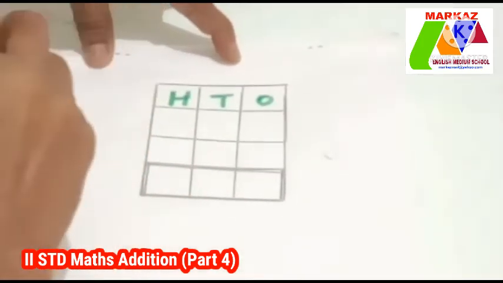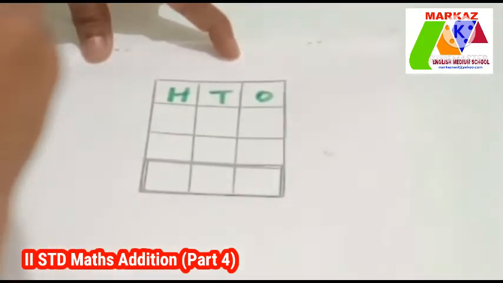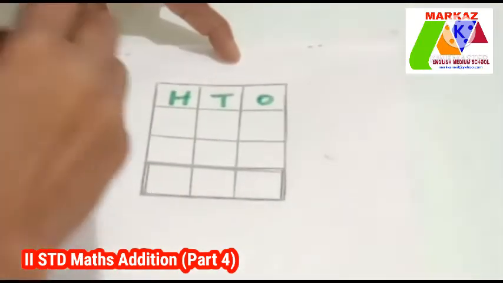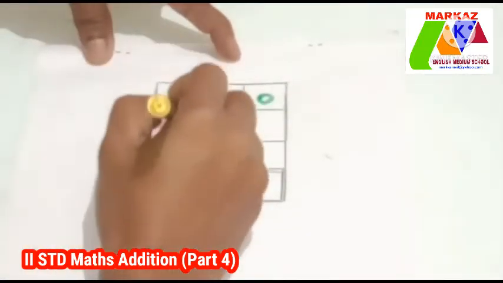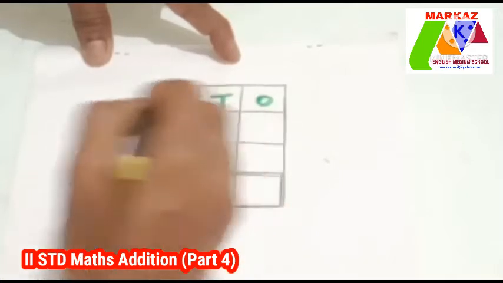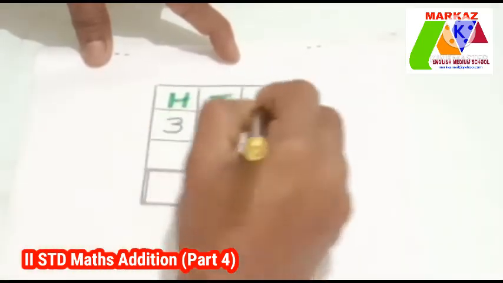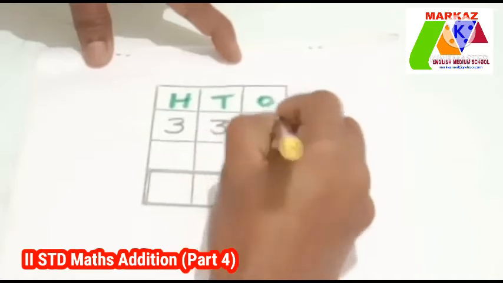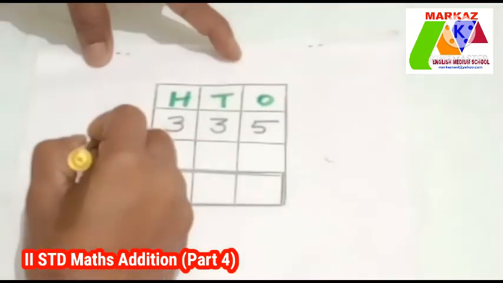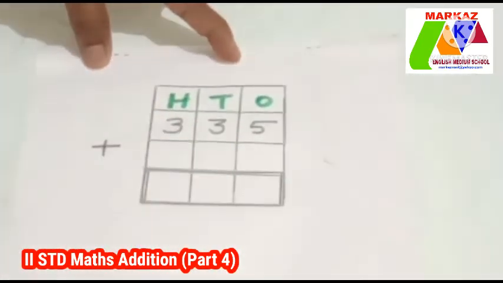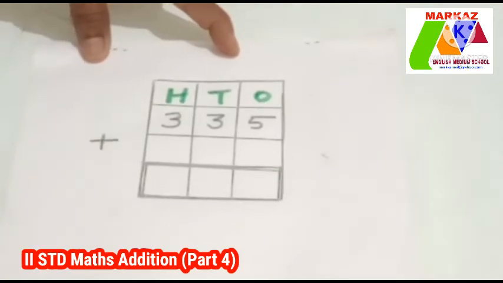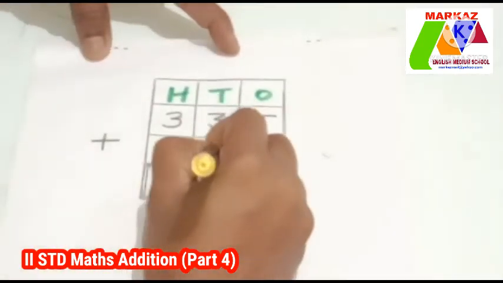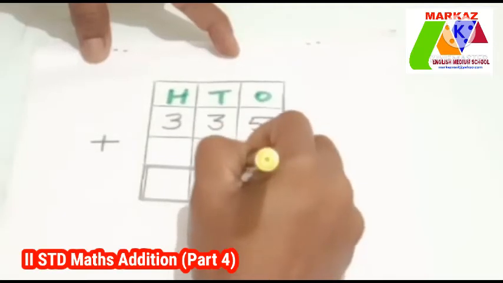First we arrange the numbers according to the place value. 335, we know, 300, 3 tens and 5 ones. Plus, similarly, 22 is 2 tens and 2 ones.